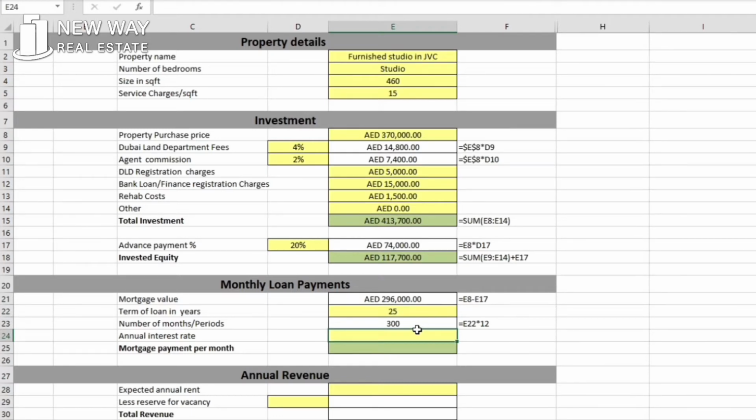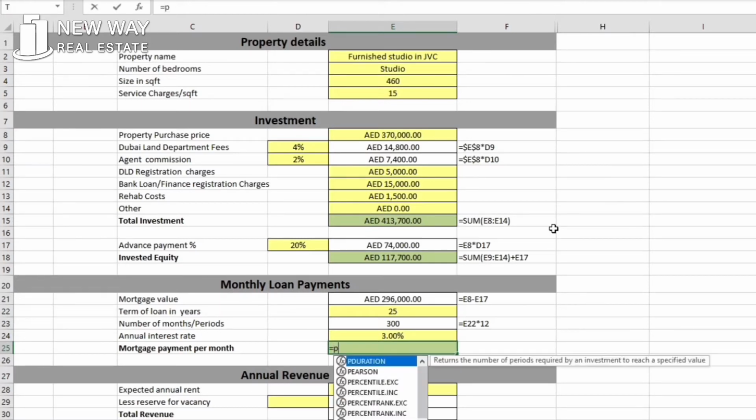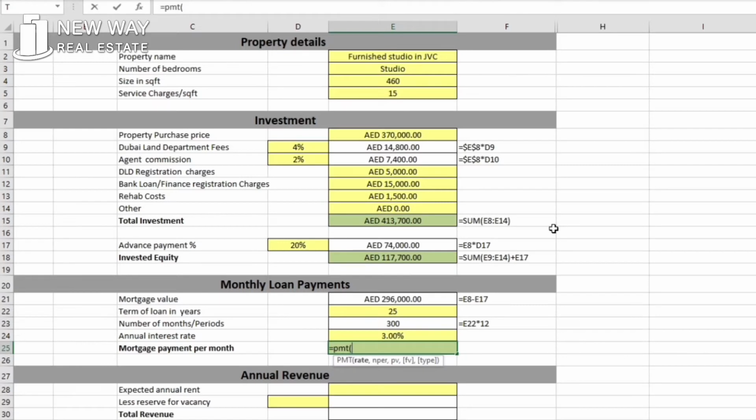The annual interest rate, right now in the market, the average is around 2.5 to 3%, so let's consider 3%. Now to calculate our mortgage payment per month, we're going to use the PMT function. So type in equals PMT in bracket. The first argument is the rate. In this case, it's 3% annual rate. To make it monthly, we divide it by 12. The next argument is the number of periods. We've already calculated 300. Then you have the present value, which is the total loaned value.